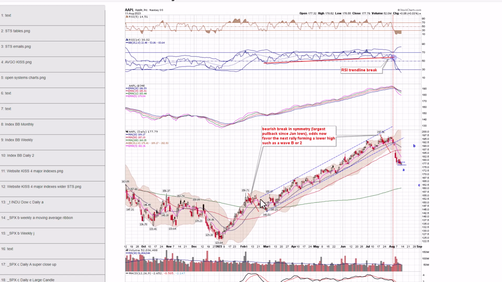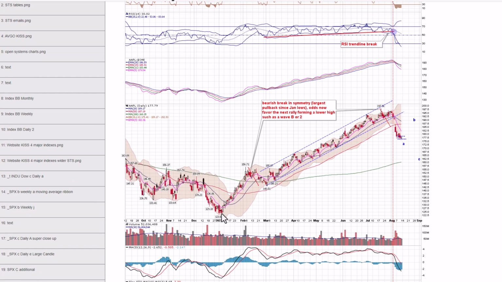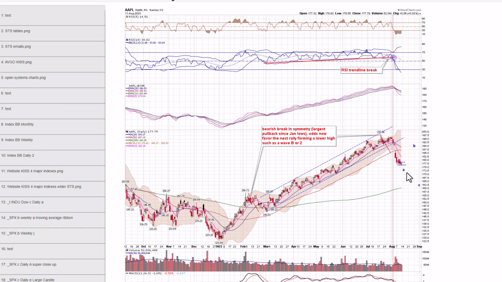So the bearish thing here is that Apple did break symmetry. Apple bottomed in early January, as you can see. In February, you had the largest pullback in an uptrend. And then this pullback obviously exceeded it, so that's a break in symmetry. Whenever you break symmetry, odds favor a lower high. So that's why I have this initial move down as a wave A, and then an eventual rally, if we get one from here, would be a lower high, wave B, likely to find resistance right around that 50-day, 20-day moving averages. And then likely another move down.